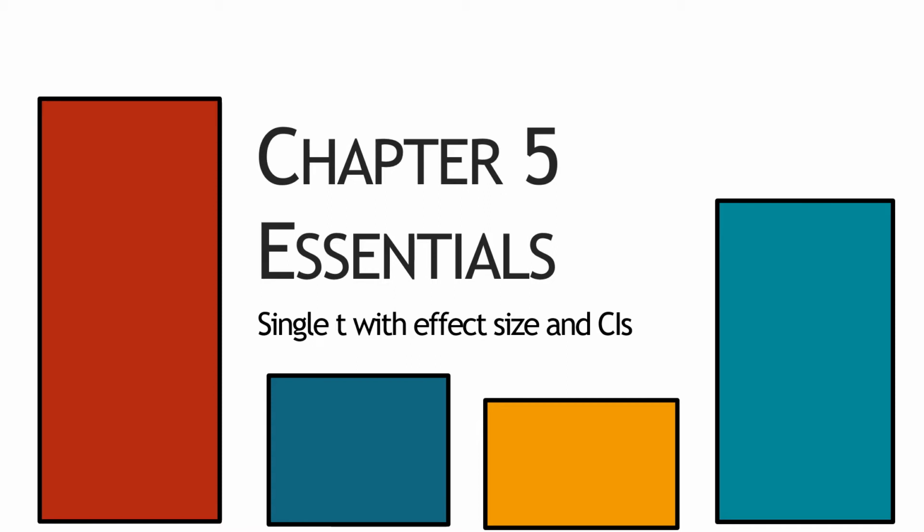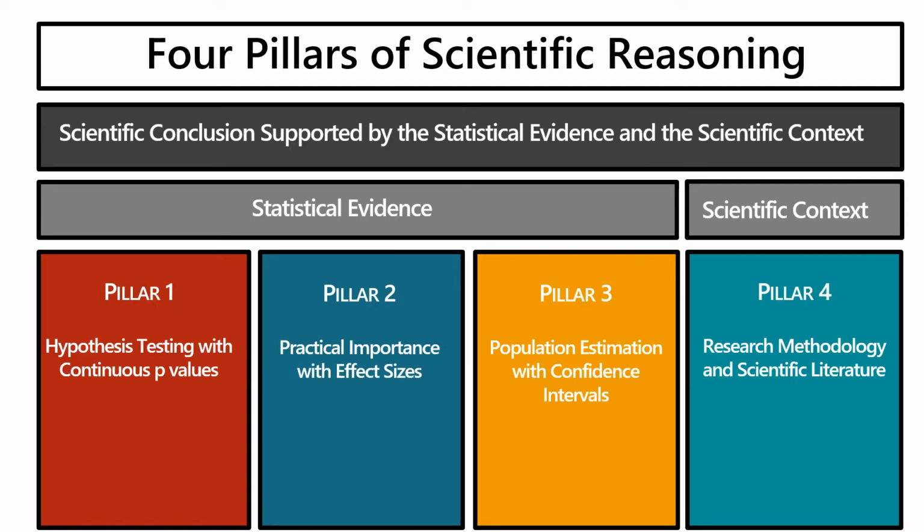This is a really big chapter. This is the first time we introduce hypothesis testing with effect sizes and confidence intervals. So what we want to do in this video is go over the essentials that you need to know in order to do the activities. So our goal is going to be to apply these 4 pillars of scientific reasoning to a specific research study or to a specific research context.